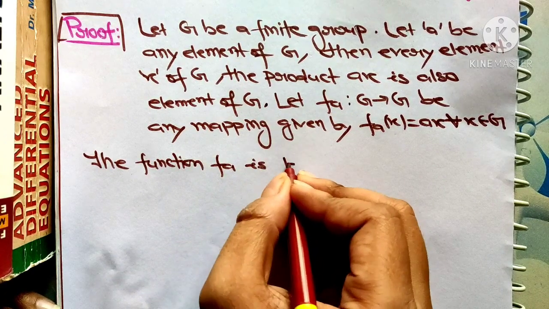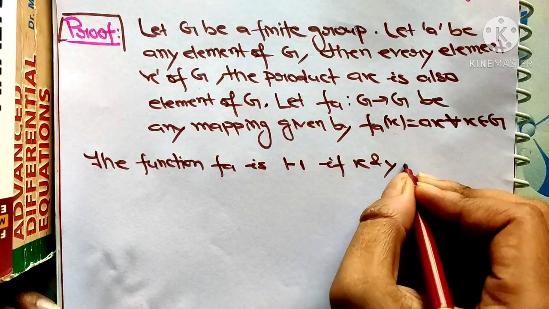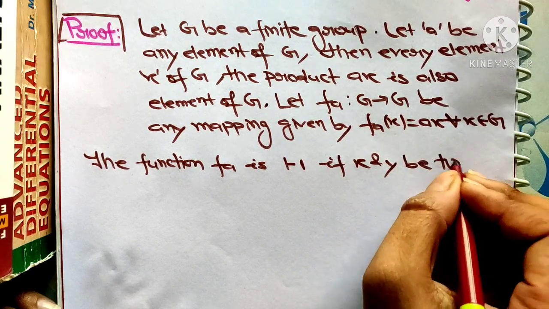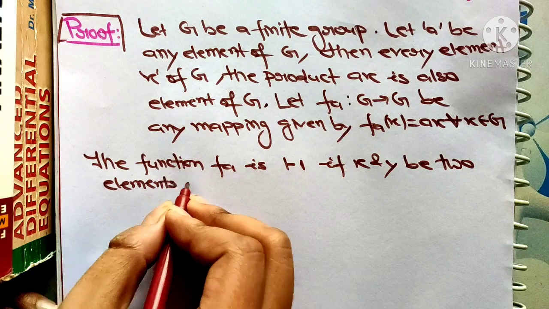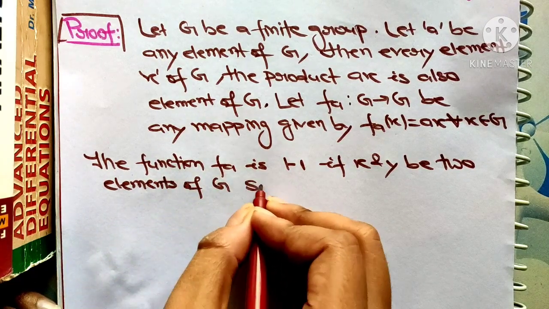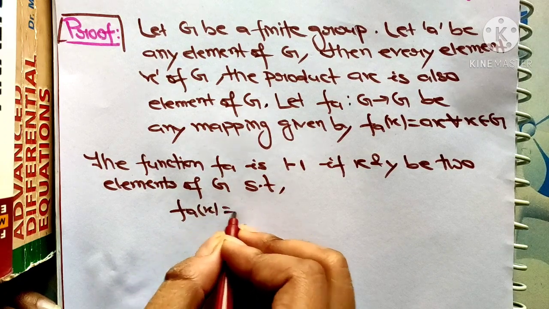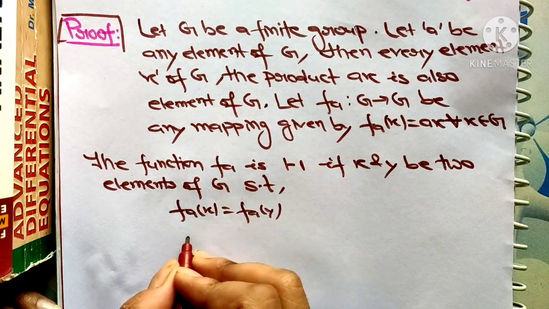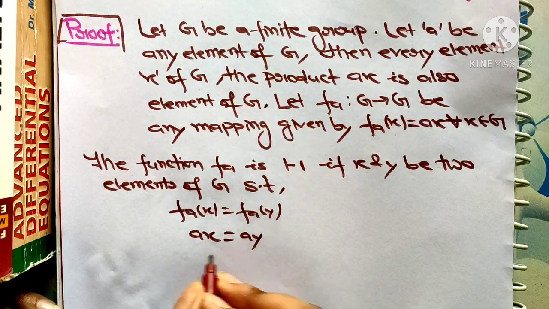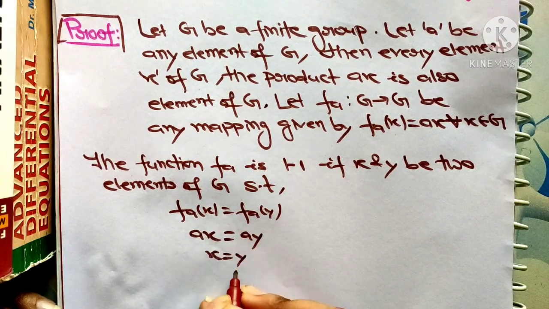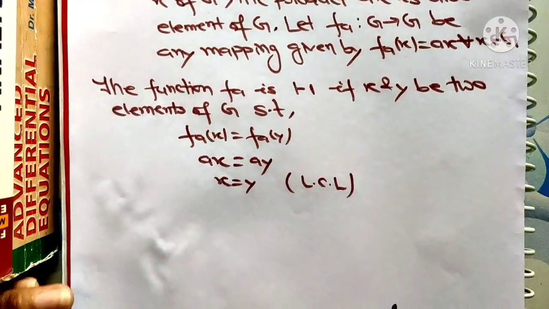The function f_A is one-one. If X and Y are two elements of G such that f_A(X) = f_A(Y), this means AX = AY. By left cancellation law, X = Y. Okay, by left cancellation law.